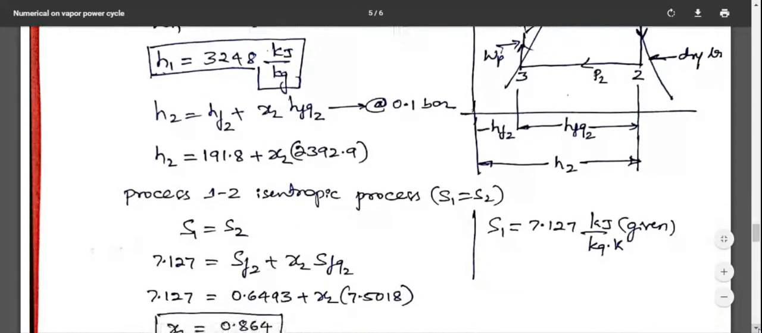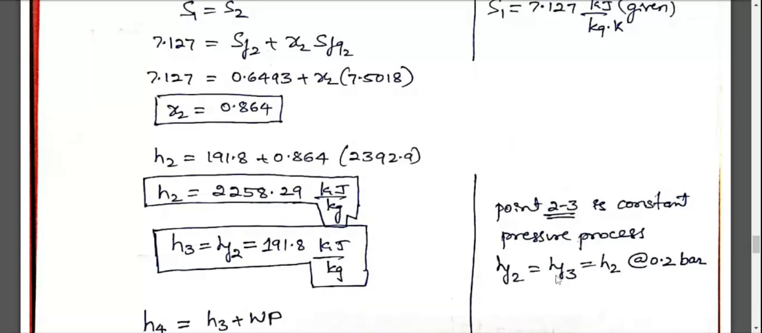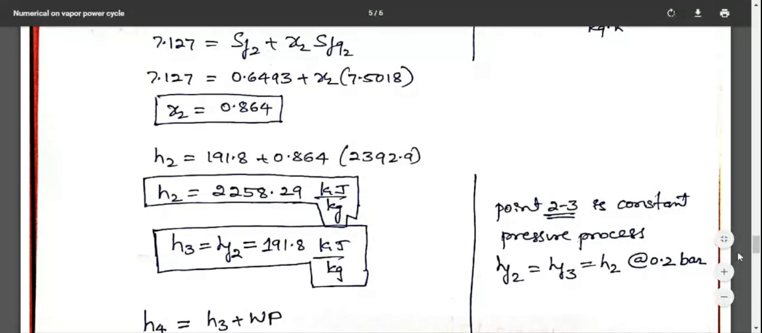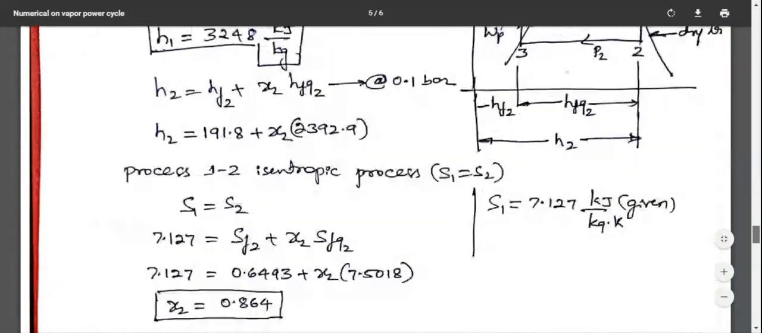So here H3 is equal to HF2 is equal to 191.8 kilojoule per kg. Here, 2 to 3 is a constant pressure process in the condenser. So HF2 is equal to HF3, both are the same because points 2 as well as 3 are at 0.1 bar pressure. Whatever may be the pressure, here it is 0.1 bar.